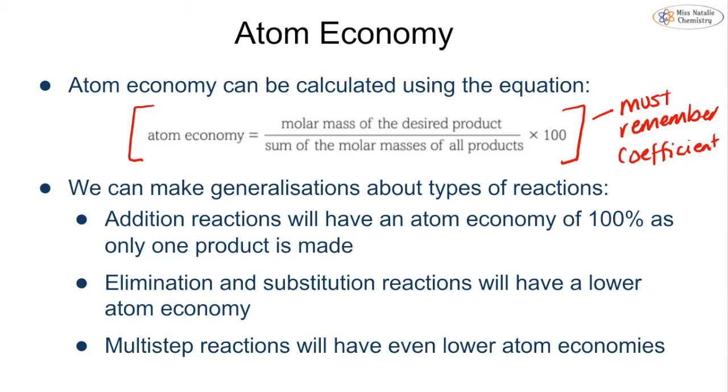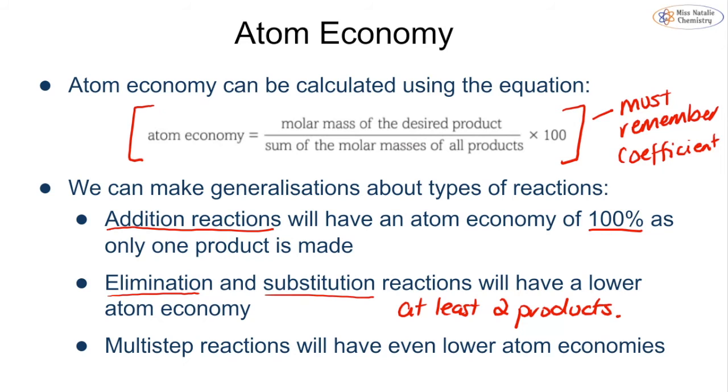Some generalizations about the different types of reactions. Addition reactions only make one product, so addition reactions are going to have an atom economy of 100%. Elimination and substitution reactions are going to make at least two products. So they're going to have a lower atom economy, maybe somewhere in the region from 75 up to 90, depending on the molecules. If you have multi-step reactions, your atom economy gets even lower, and you could be down at 20, 30, 40, or 50% atom economy.